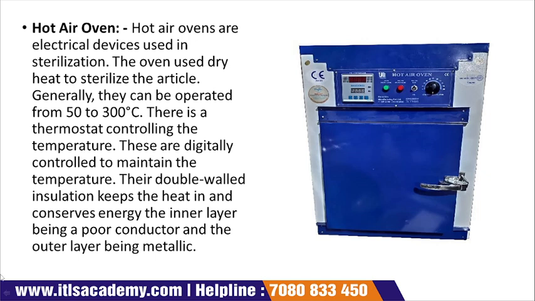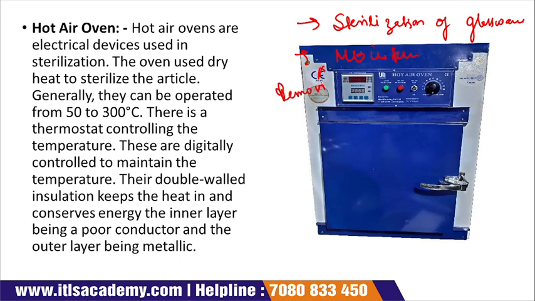The next is your hot air oven. The use of a hot air oven is very different. It is used for the sterilization of glassware, and it is also used for removing moisture.